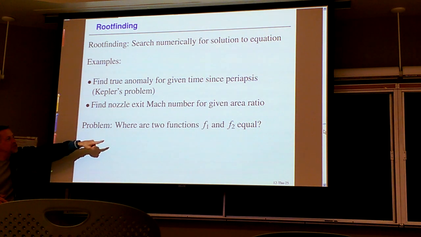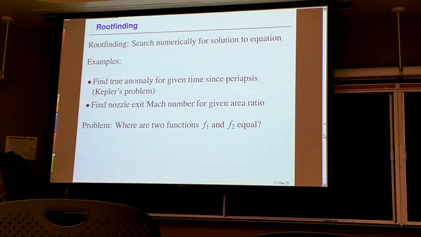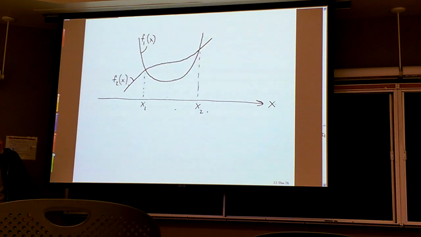So basically, this is the thing we're looking for. And if you graph this, suppose we have two functions, and we're trying to find out where those two things cross. In this case, I've shown a place where two of these things cross.